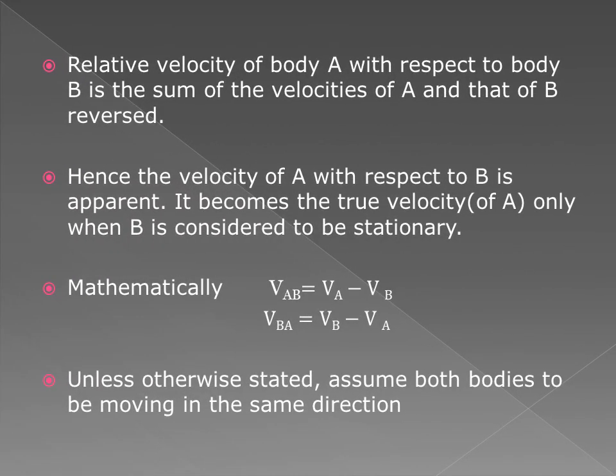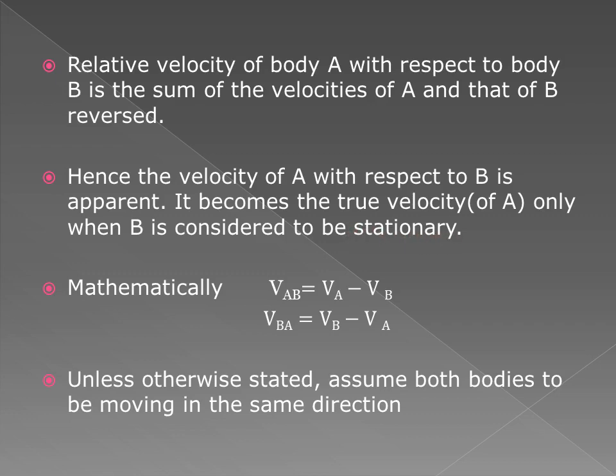Relative velocity of a body A with respect to body B is the sum of the velocities of A and that of B reversed. Emphasis is on reversed. This means that the velocity of B is negated. Now, relative velocity is never a real value. It is always apparent. It becomes the true velocity of A only when B is considered to be stationary. That is, when B is not moving.